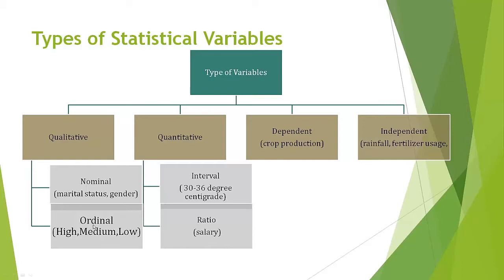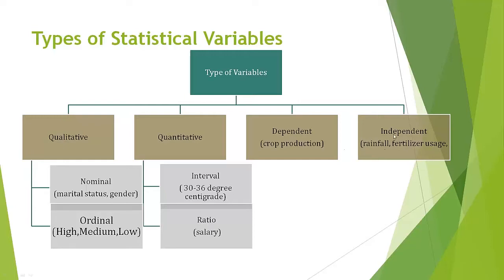Another example is good, better, best, something like that. So these are ordinal variables which can be ordered or you can rank them, whereas the nominal variables are similar but you cannot rank them. Quantitative variables deal with numbers or data. And further they can be classified as interval variables or ratio variables.